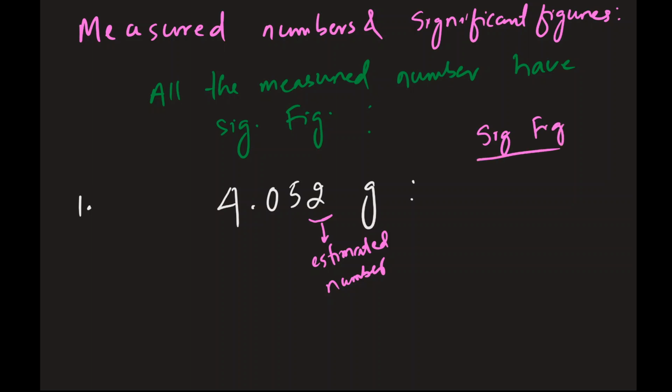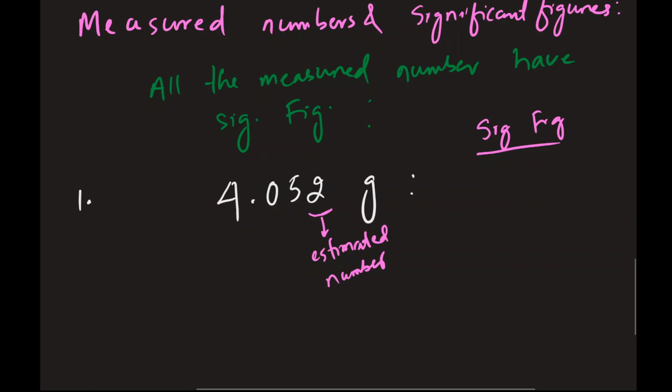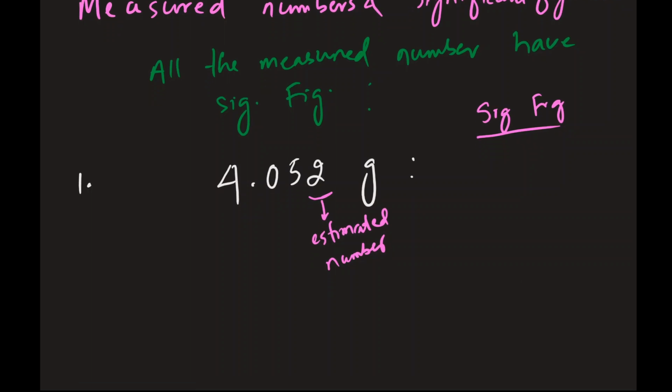The rule is: all the non-zero digits, and all the digits in between two non-zero digits at the end, are sig figs. In this case, this is the terminal one, this is on the left side, this is on the right side. So all the digits in between two non-zero digits are sig figs. How many sig figs are we going to have? How many digits do we have? 1, 2, 3, 4. So the answer is 4. Do you get it?